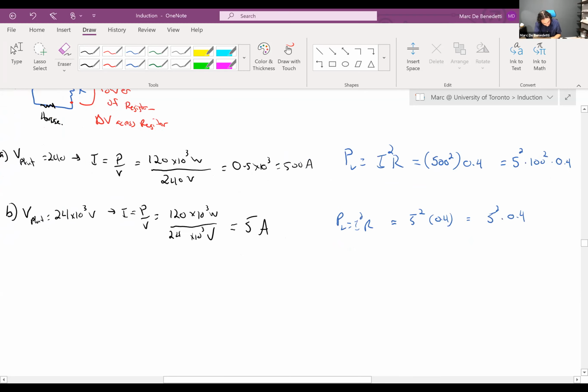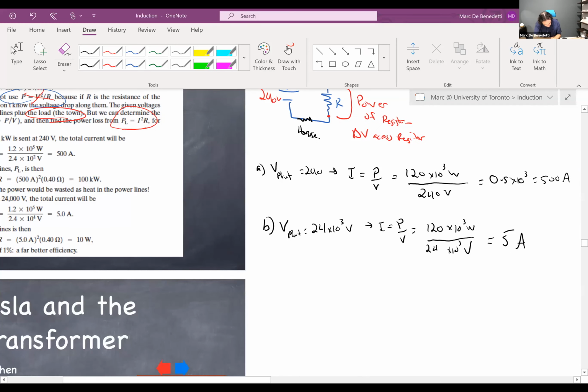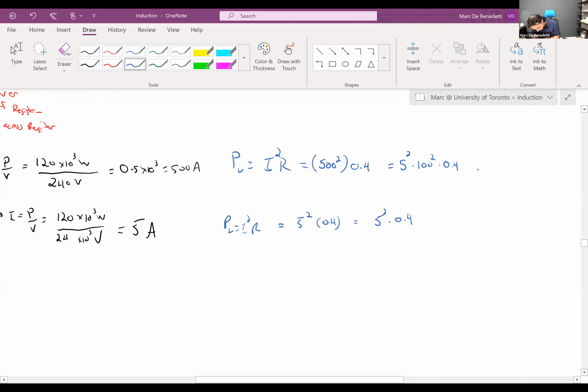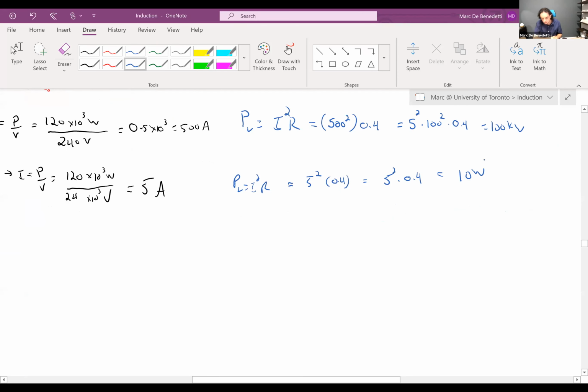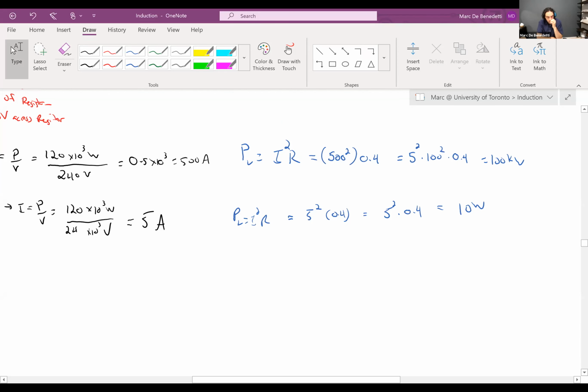So if you want to know the actual number, it's going to be 100 kilowatts versus, what was the other one, 10 watts. Now, that's if you had a calculator. I don't really like using calculators, so I like to factor and cancel. So look at the ratio. If you divide these two numbers, the only difference is 100 squared, which is 10 to the 4, which is 10,000 times.